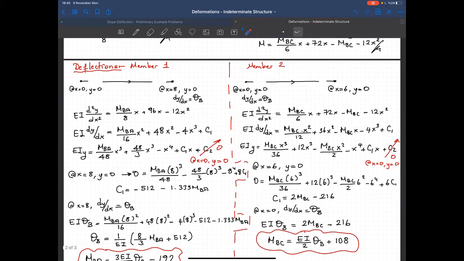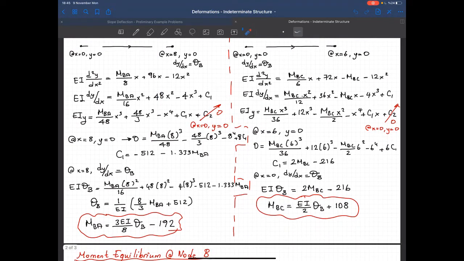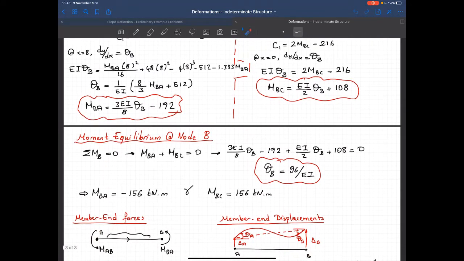And then we continue, we write down the differential equation, and at the end of the day, we needed only one unknown boundary condition, and we were able to relate the end moment BA with theta B only. And again here, we were able to relate moment BC with theta B only. And then we write down the equilibrium equation. We have one unknown and we only need one equilibrium equation, and we determine what theta B is.